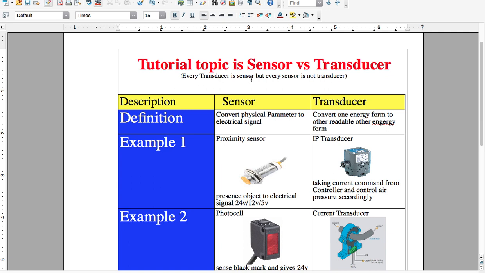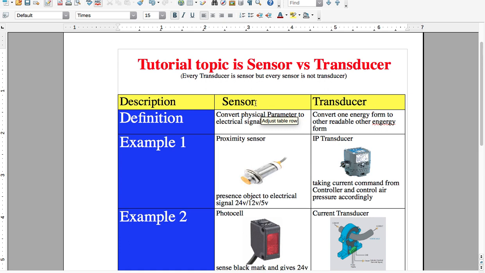Every transducer is a sensor, but every sensor is not a transducer. In other words, we can say that a transducer is also called a sensor, but a sensor is not a transducer. Let's come to the definition, first the definition of sensor and transducer.